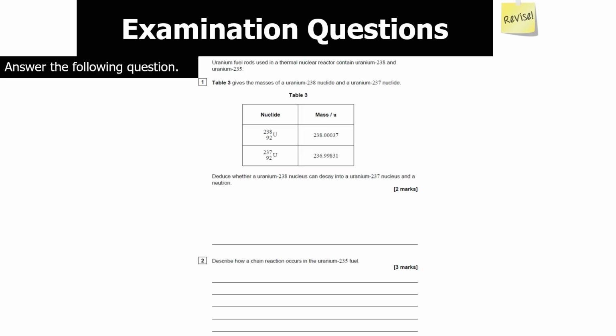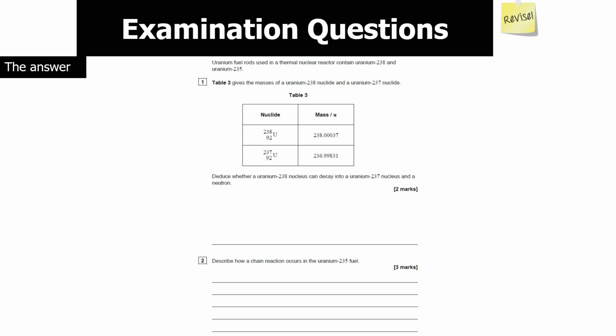The next question says, uranium fuel rods used in a thermal nuclear reactor contain uranium-238 and uranium-235. Table 3 gives the mass of a uranium-238 nuclide and a uranium-237 nuclide. Deduce whether a uranium-238 nucleus can decay into a uranium-237 nucleus and a neutron. Then describe how a chain reaction occurs in the uranium-235 fuel. So pause the video now, then unpause the video when you want to go through your answer.